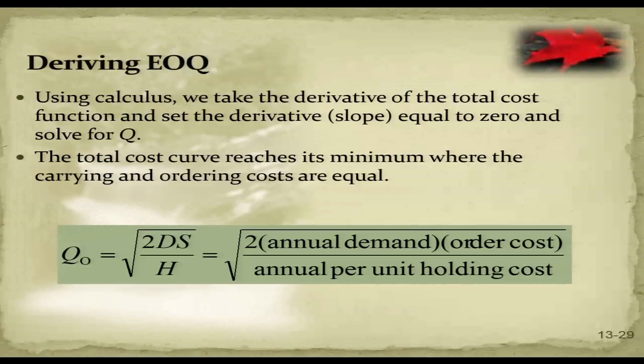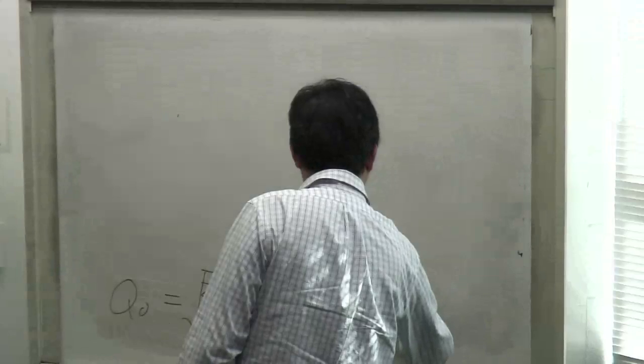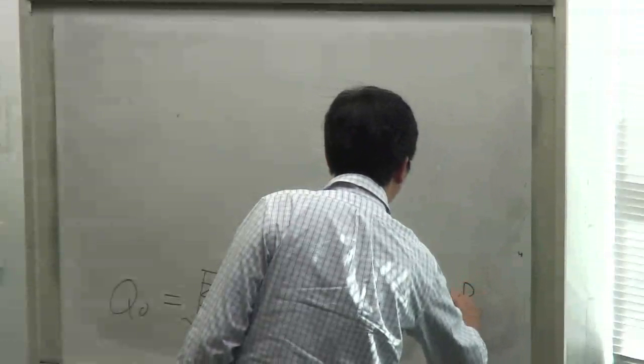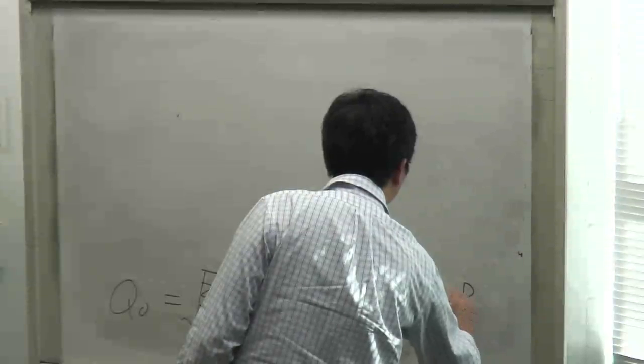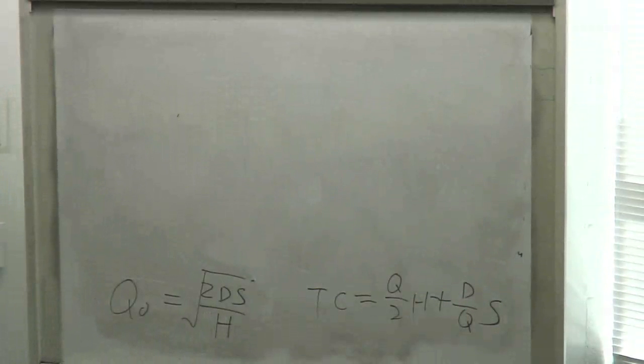After we get this Q, we just plug this Q into this formula, which is TC equal to Q over 2 times H plus D over Q times S. Then we get the total cost. All right. Any question before I give you time to begin to do the exercise by yourself?